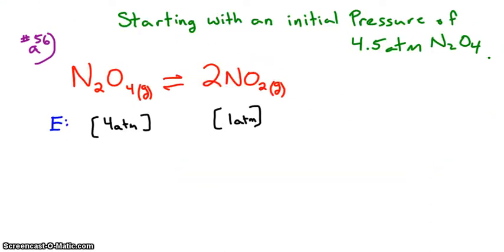The solution for 56A: we are told to start with an initial pressure of 4.5 atmospheres of N2O4. Then we're supposed to calculate what the pressures would be at equilibrium. So those pressures are 4 atm and 1 atm.